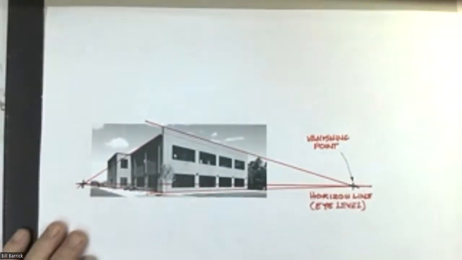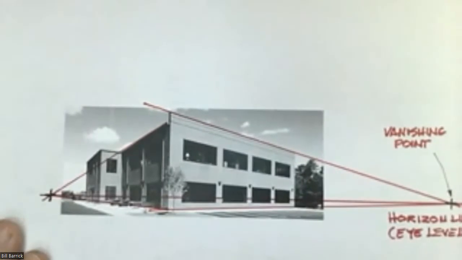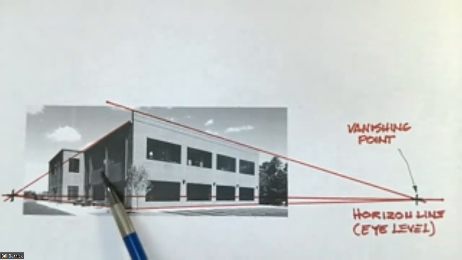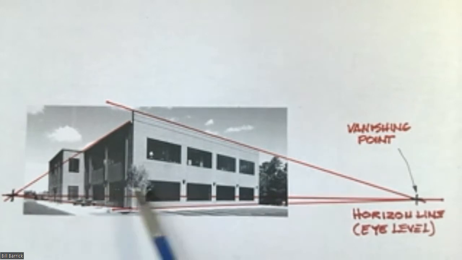Here's a little diagram I made on top of this photograph. It's something that you might typically see downtown or whatever. It's a building that allows you to see two sides of the building at right angles to each other.